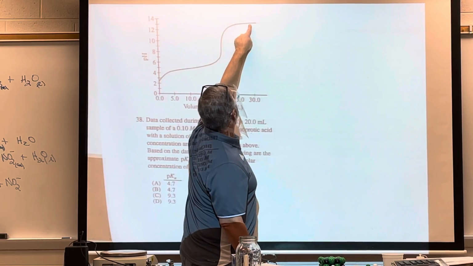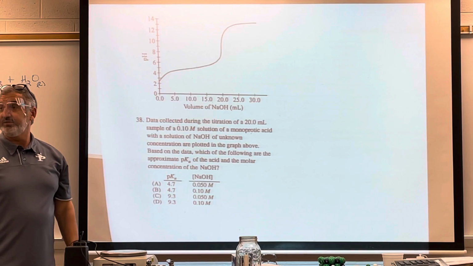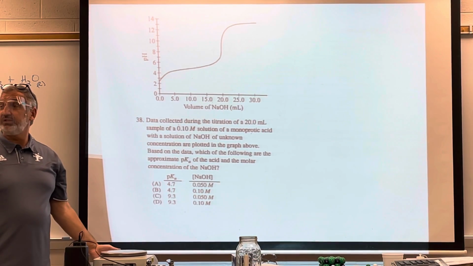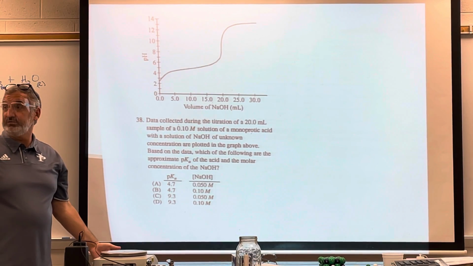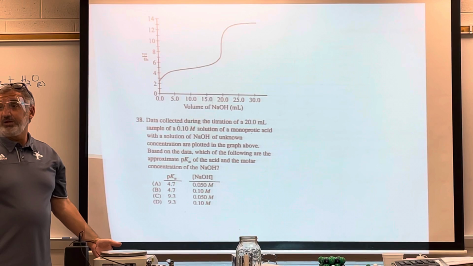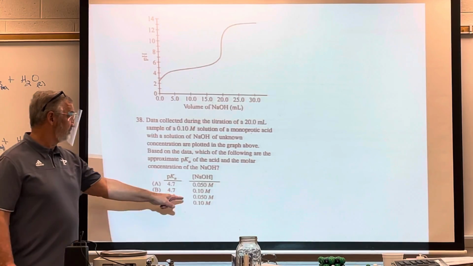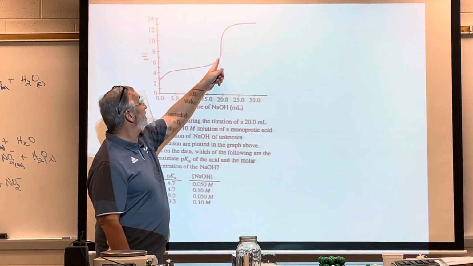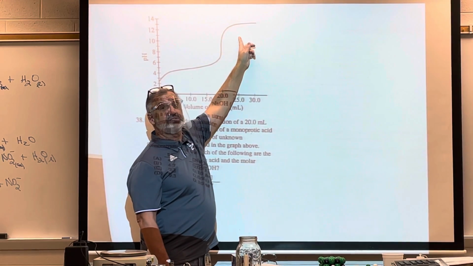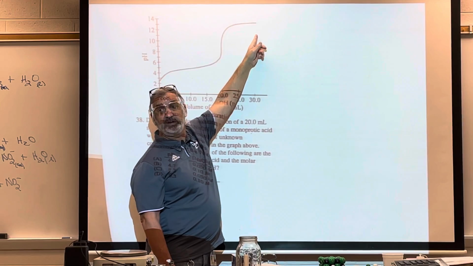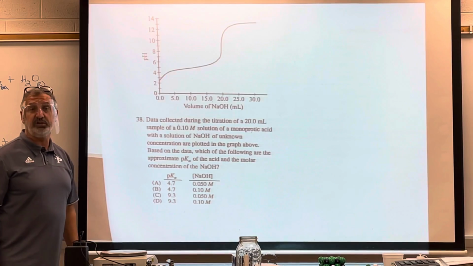Look at, what's the pH up here? 13, right? Which means that the pOH is about 1, which means that the OH minus is about 0.1, right? Because once we get past the equivalence point, now we're just pumping in a bunch of OH minus. So it's going to be about the pH of our concentration of this strong base.